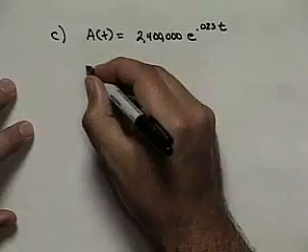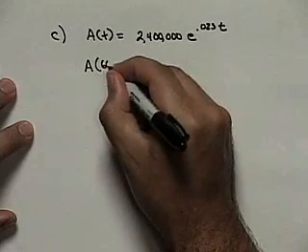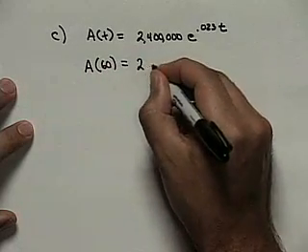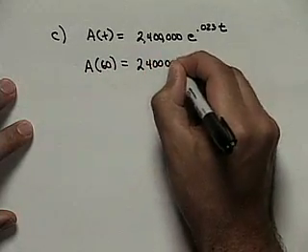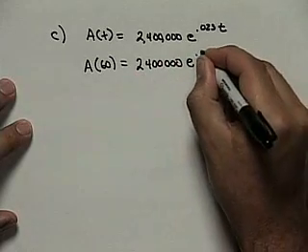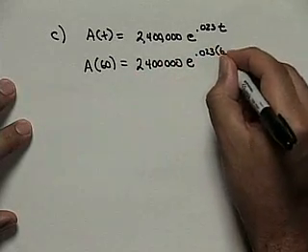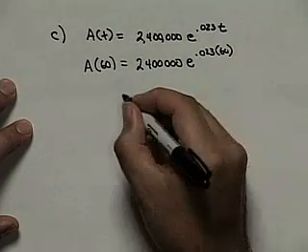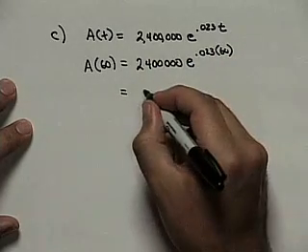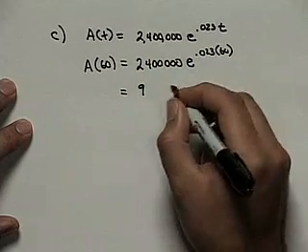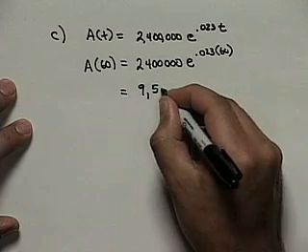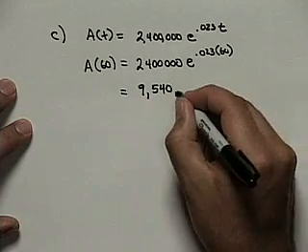Then the last example, we're asked to find the amount of bacteria present after 60 minutes, or 1 hour. So that would be A of 60, since t is being measured in minutes. And that's 2,400,000 e raised to the 0.023 times 60. And using a calculator to assist us, we can find that the number of bacteria present after 1 hour, or after 60 minutes, is 9,540,000.